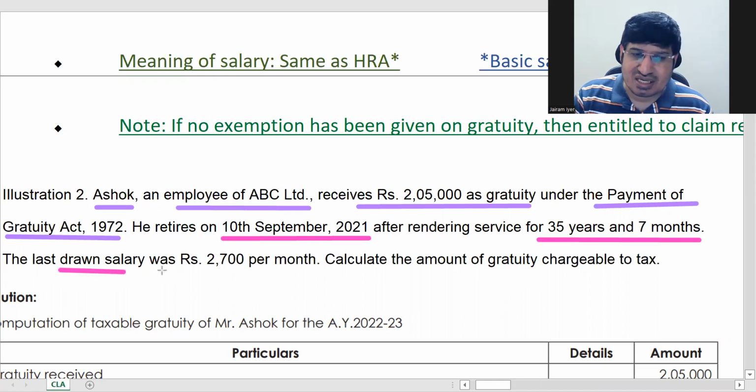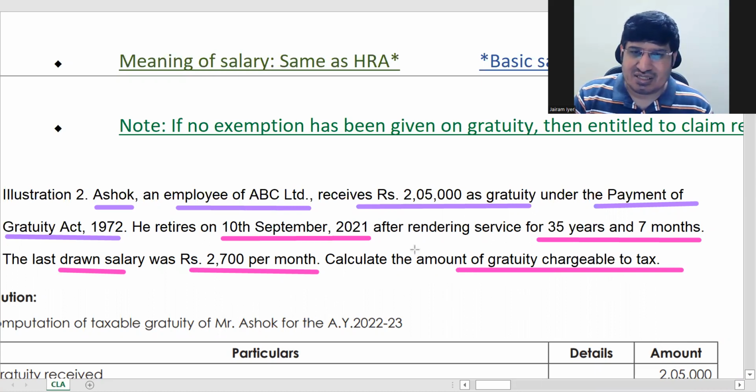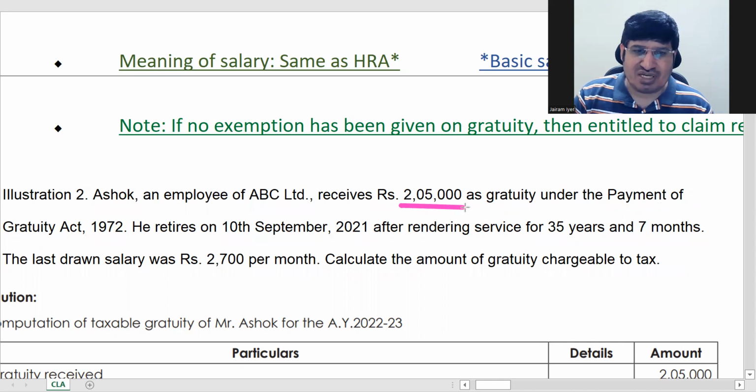Now, last drawn salary is given as 2,700 per month. Always, last drawn salary means the last month actually. Calculate the amount of gratuity taxable, chargeable to tax. So the gratuity figure is there, and we know 20 lakhs is the total figure. Then we have to compute 15 by 26 into salary last drawn into 36 years. Least of the three you have to find, whether it is exempt. Whatever is exempt, so let's see.